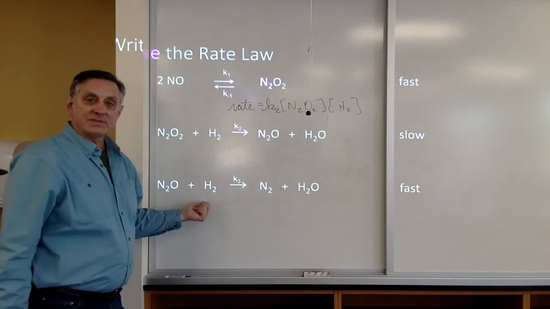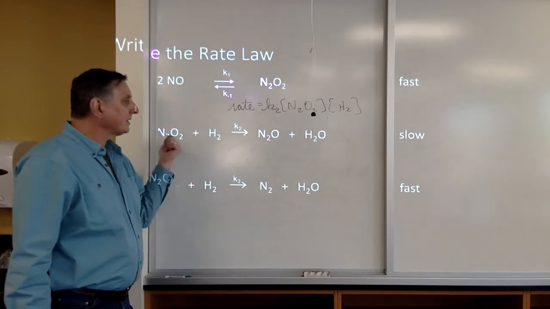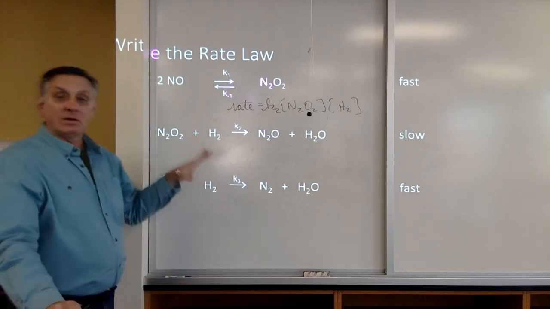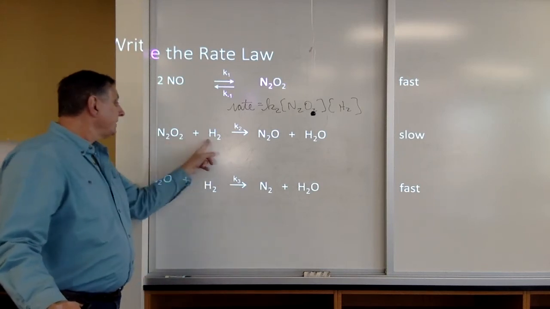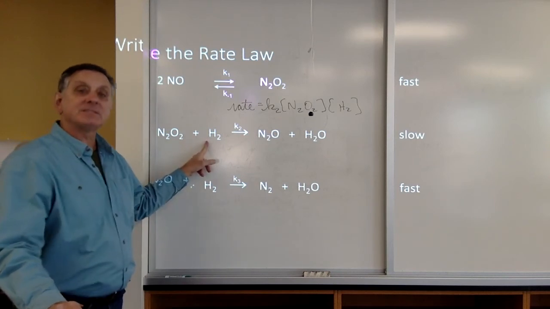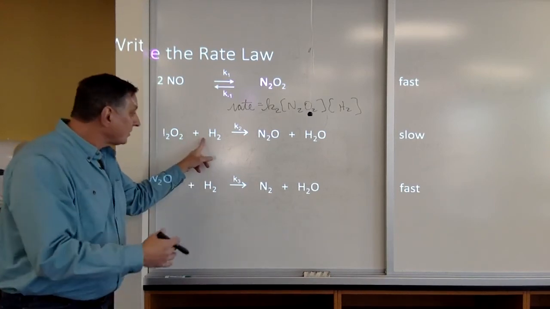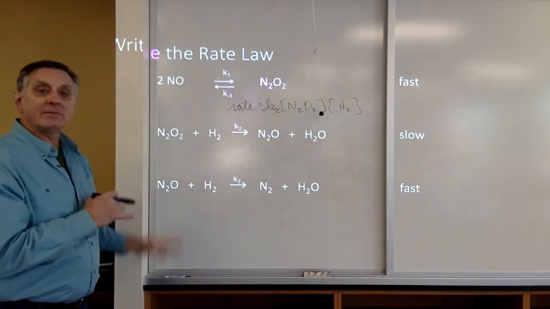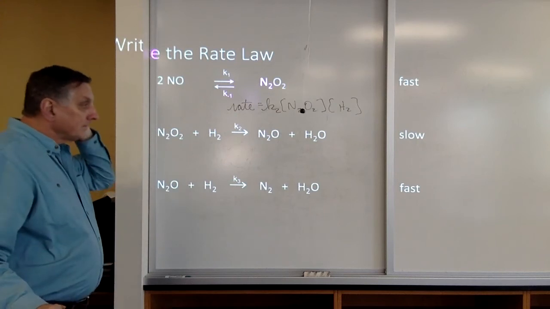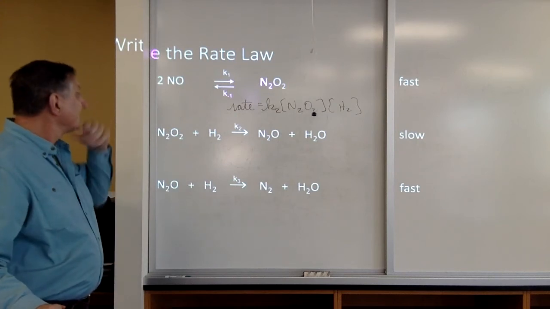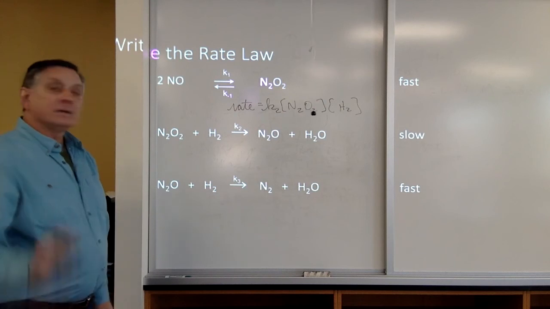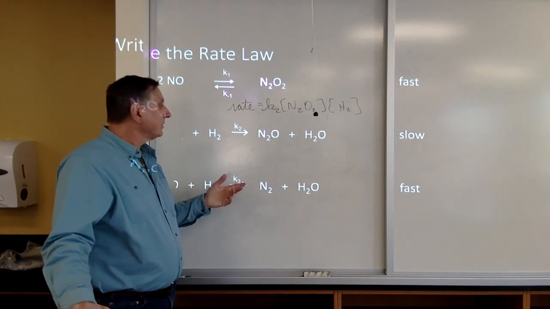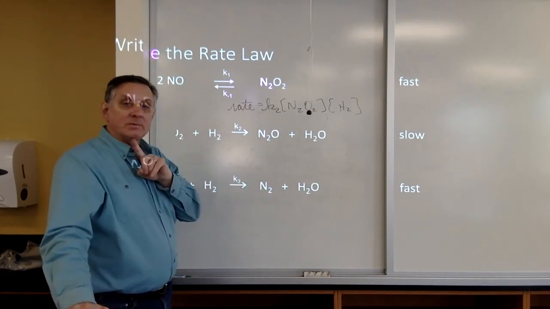We have a mechanism with 3 steps. We find the slow step, and we write the rate law using the 2 reactants that are part of that. This is also where, if any of these coefficients is something other than 1, those coefficients become the exponents because these are elementary steps in that reaction. This is all fine, beautiful, rainbows and unicorns, except we have one problem.